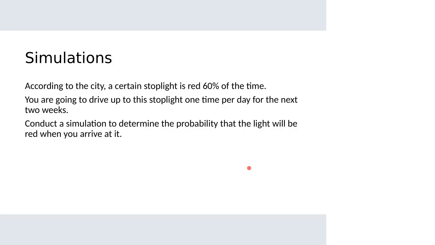Okay, so basically what I've got here is a choice to make. I could spend the next 2 weeks driving up to that stoplight once a day and writing down, is it red or not? Or instead of going through all that, I can perform a simulation and use that to find this probability that the light will be red when I get to it. There's a process for us for doing a simulation.